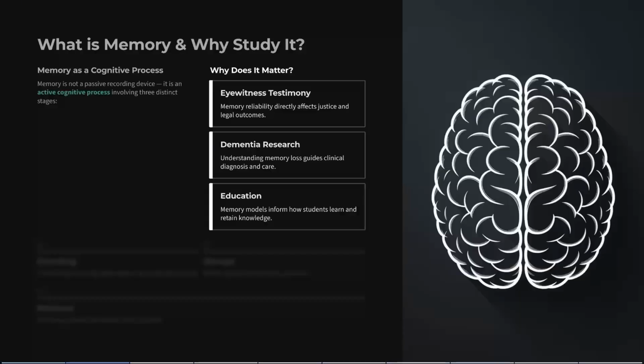Dementia research. Alzheimer's disease and other forms of dementia involve the progressive destruction of memory systems. Understanding how normal memory works is the foundation for understanding what goes wrong and how to treat it. And education. Every revision technique that you use, spaced repetition, flashcards, practice questions, they're grounded in what psychologists have discovered about how memory works. And this is probably the most immediately relevant application for you right now.